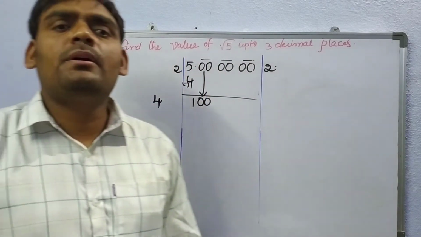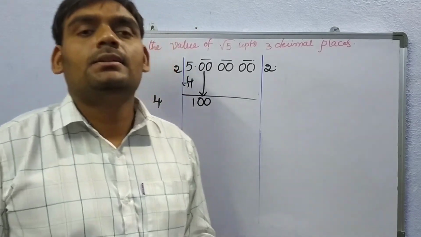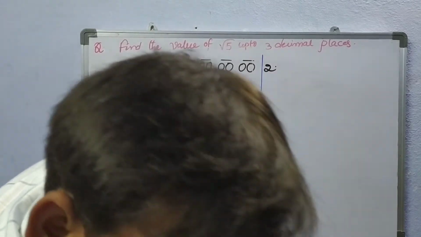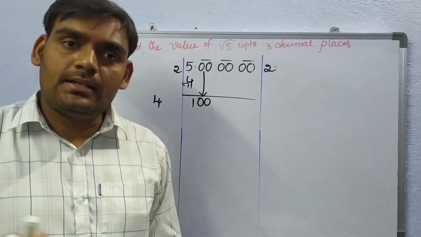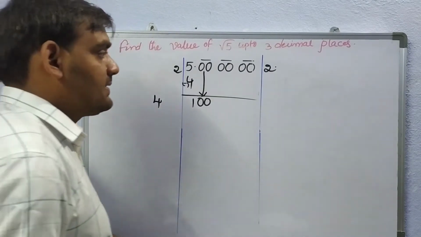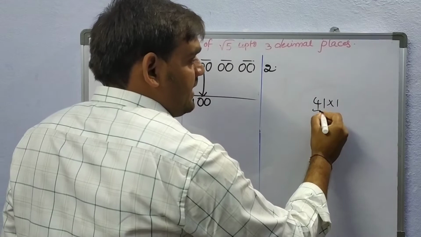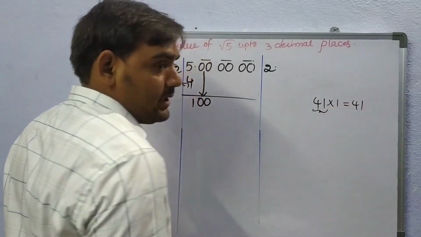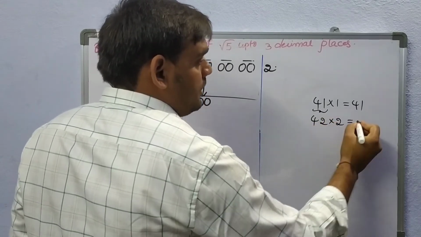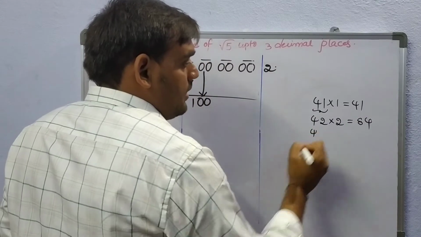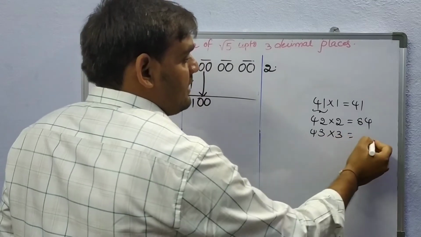Next, whatever number we write beside 4, we need to multiply the entire number with that one. Suppose if you write 1, we need to multiply 41 with 1. Suppose if you write 2 beside 4, we will get 42, and that number we need to multiply with 2. Like this, after 4, if I write 1, I need to multiply the entire number with 1 only, so we get 41. Next, if I write 4 after 2, we need to multiply the entire number with 2 only, so I will get 84. Next, after 4, if I write 3, I need to multiply with 3 only. So 3 3s are 9, 3 4s are 12.